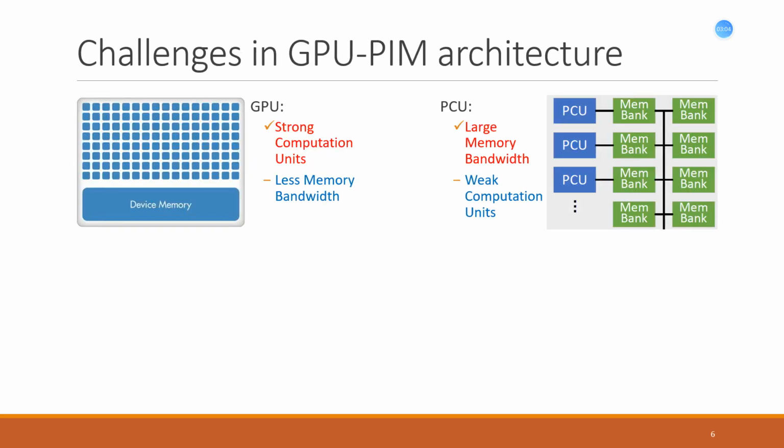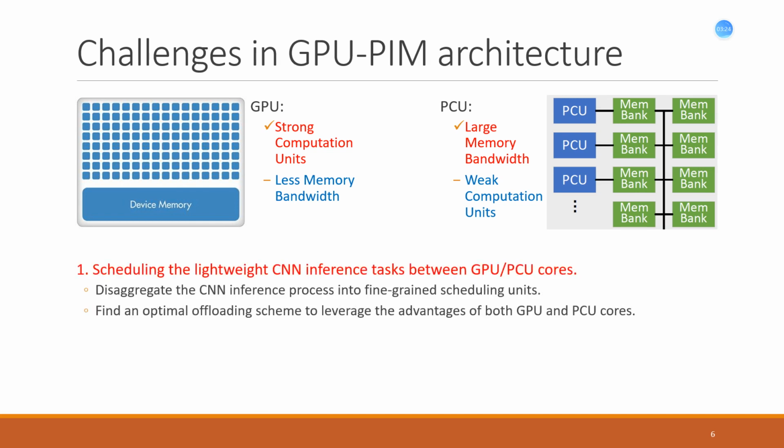To build the practical GPU-PIM hybrid CNN accelerator, several challenges need to be addressed. Because PCU cores are located alongside memory cells, they have large bandwidth, usually 8 times higher than the GPU. However, their simple logic determines that they cannot execute instructions as fast as GPU cores. Therefore, the first challenge is to schedule the lightweight CNN inference tasks between GPU and PCU cores to take advantage of both. First, we need to disaggregate one whole CNN inference task into some more fine-grained scheduling units. Then we can find an optimal offloading scheme to leverage the advantages of both GPU and PCU cores.